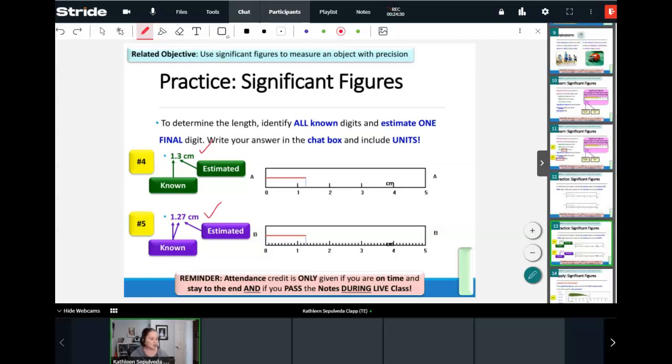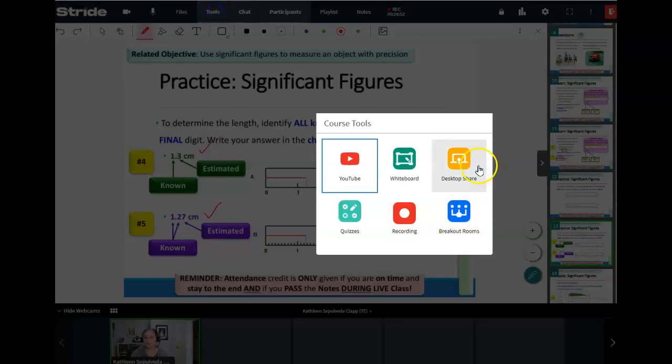And let me show you this. So for number 4 and 5, let me close this. You're going to have 2 boxes, okay? And let me show you on my screen. I'm trying to pull it up really fast. Numbers 4 and 5. I'm going to go ahead and screen share with you.